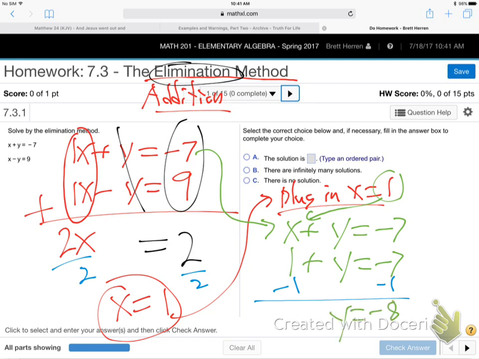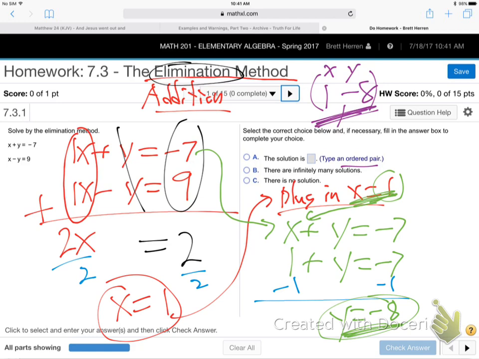Y is minus 8. So we get an answer for x. X is 1. Got an answer for y. Y is minus 8. So the overall answer, how you give the overall answer, is you have to put parentheses with a comma, the x first, and then the y. There's the overall answer. That's called an ordered pair. See how they say here, ordered pair? That means two numbers with a comma and parentheses. And it's got to be in the right order, meaning x has got to be first and y has got to be second. There we go.